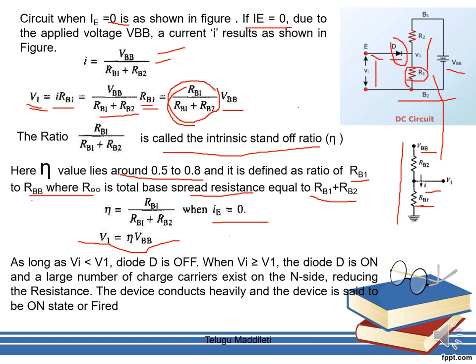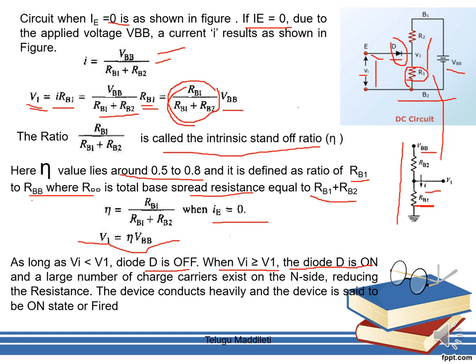So as long as the input voltage or emitter voltage is less than this drop across RB1, or V1, diode D is off. Why? Because the drop across RB1 acts as the cathode voltage of the diode. When anode voltage is less than cathode voltage, diode D is off. When the input voltage, or anode voltage, or emitter voltage is greater than this drop across RB1, then diode D is on.